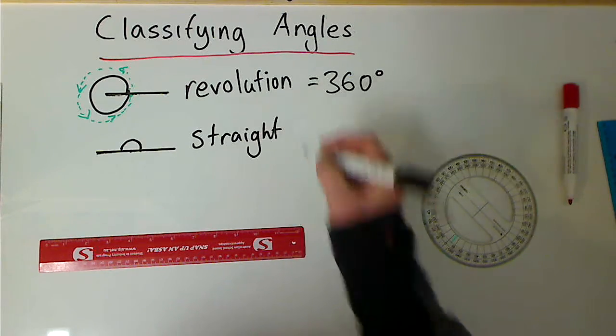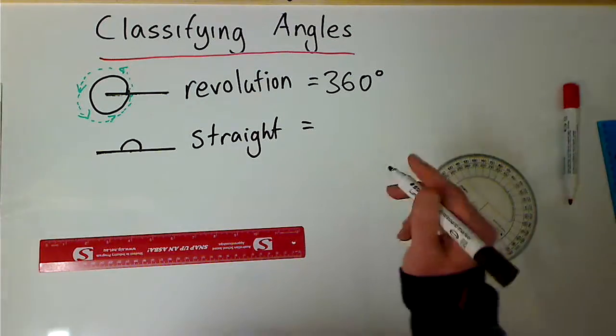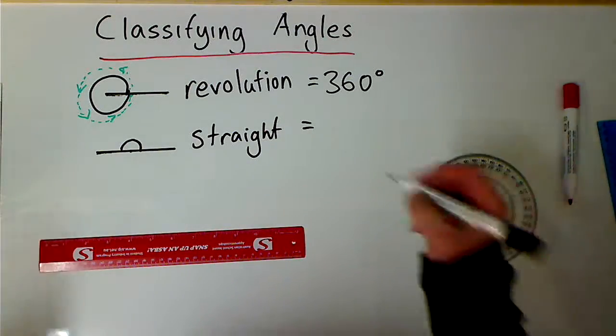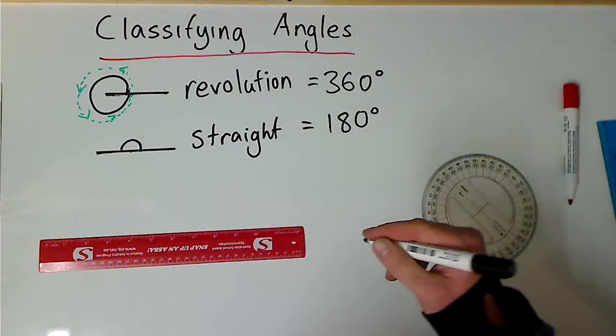That's called a straight angle. I didn't see that coming. Sometimes the names work well. Maths is just incredible, isn't it? And it is 180 degrees, half of the revolution.